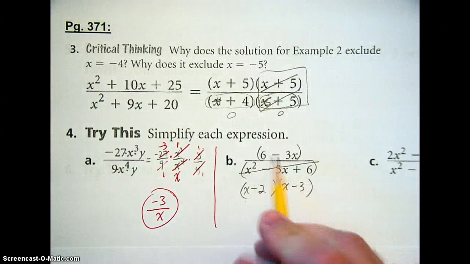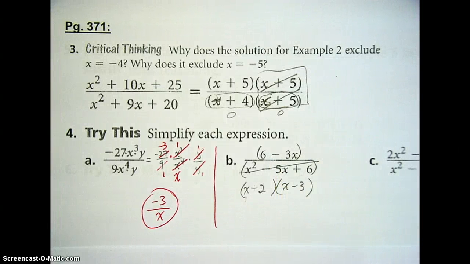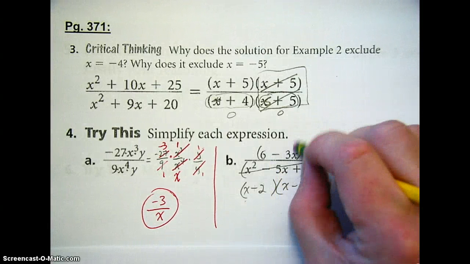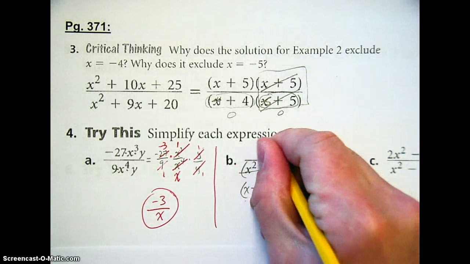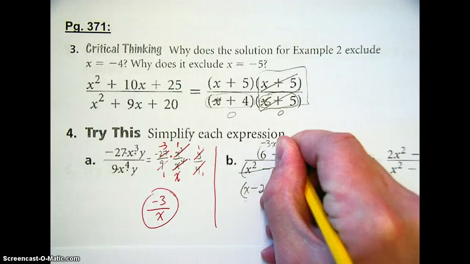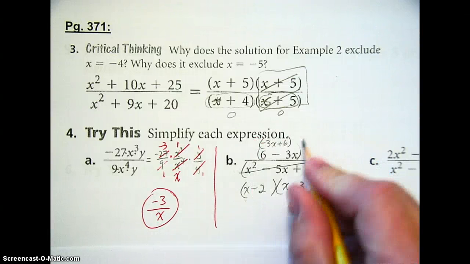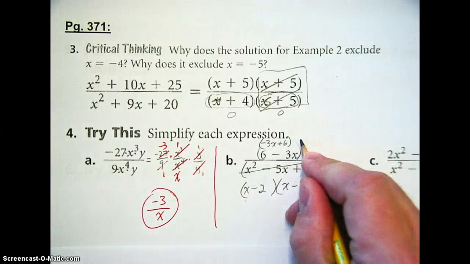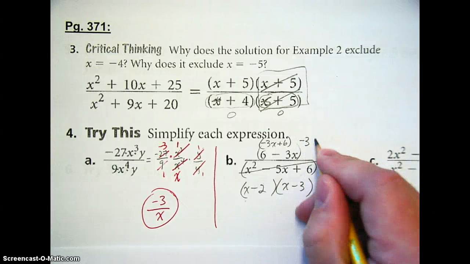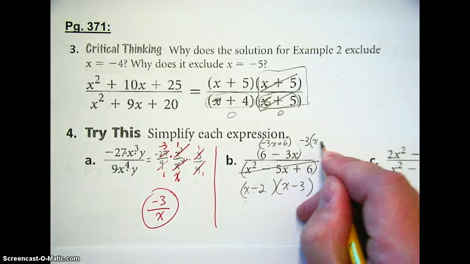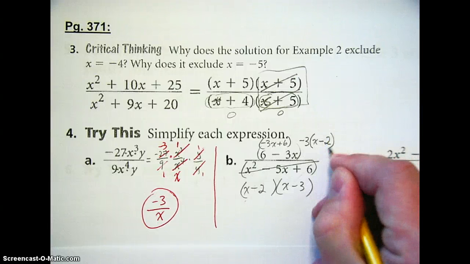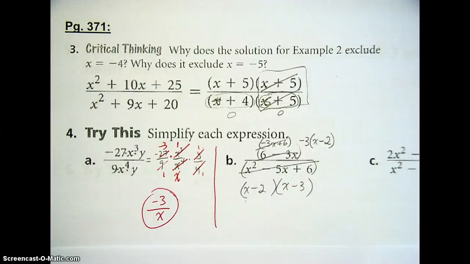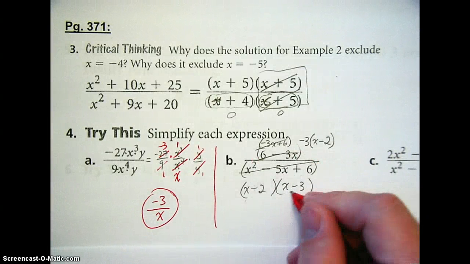How about up here? Can we factor? Well, we could actually rearrange it first, right? Negative 3x plus 6. Pull out a 3. Good. So pull out a negative 3. Good idea. Negative 3 times x minus 2. With that, that allows us now to cancel.